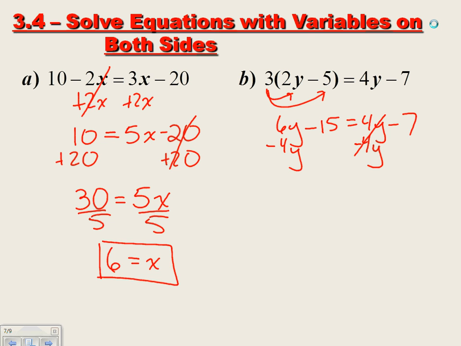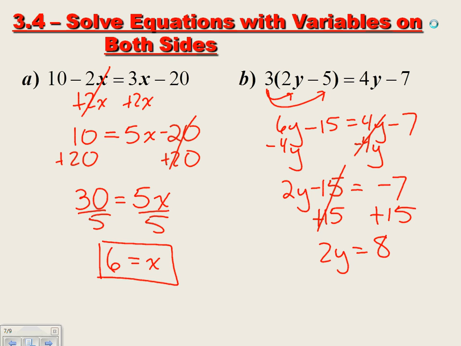This cancels out, and therefore I get 2y minus 15 equals -7. You have to be careful with that. What I will then do is add 15 to both sides. Those cancel out, and therefore I get 2y is equal to 8. I then divide both sides by 2, and then y equals 4.